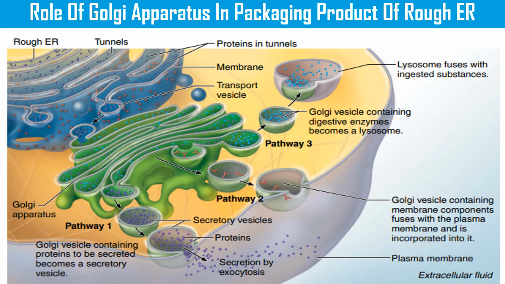So in pathway 1, Golgi vesicle containing protein to be secreted becomes a secretory vesicle. Secretion takes place by exocytosis. In pathway 2, Golgi vesicles containing membrane component fuses with the plasma membrane and is incorporated into it. And in pathway 3, the Golgi vesicle containing digestive enzymes become a lysosome. Lysosome fuses with ingested substances.